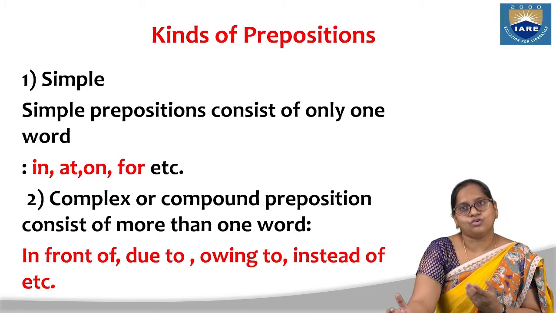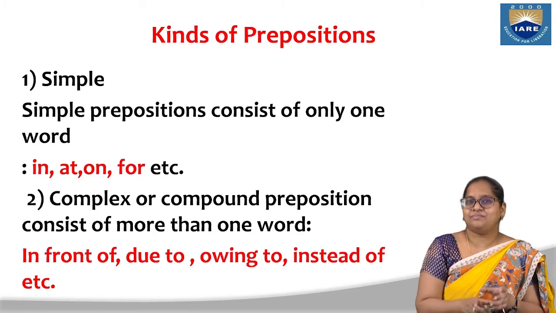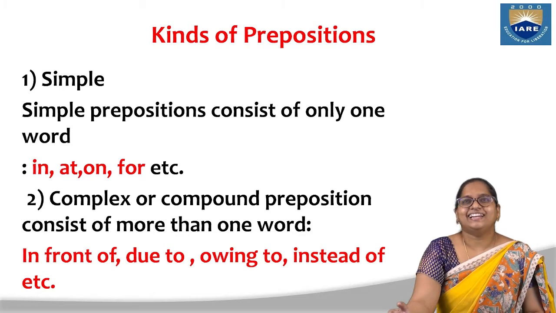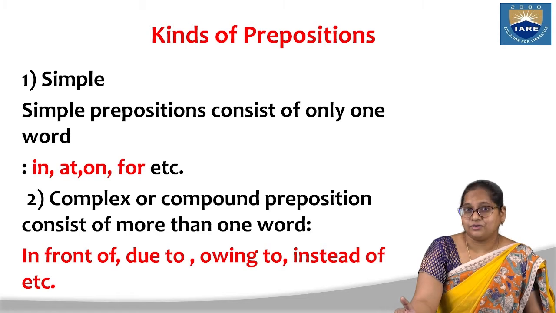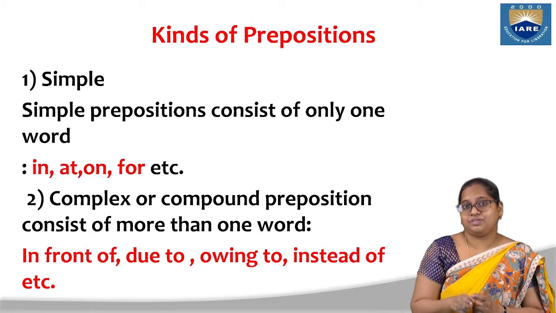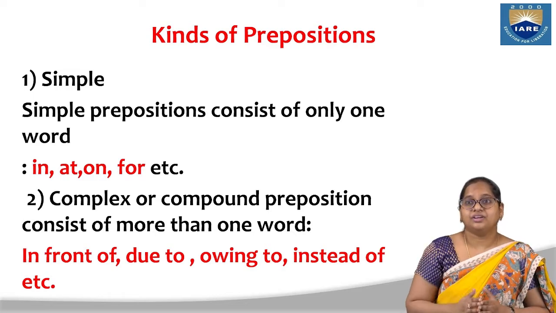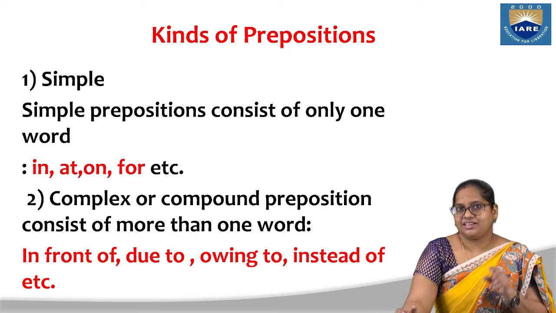Next, complex or compound prepositions. So that means more than one word. Simple is one word preposition, and more than one you can understand. That is a compound or complex preposition. They are in front of, due to, owing to, instead of. See, these are two word prepositions. In front of, due to, owing to, instead of. So these are two word prepositions.